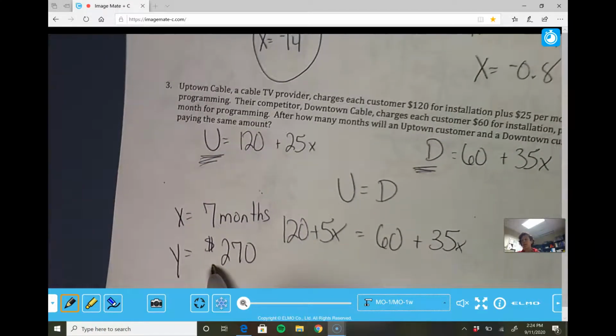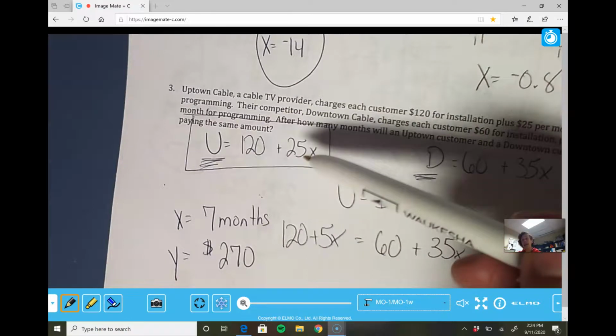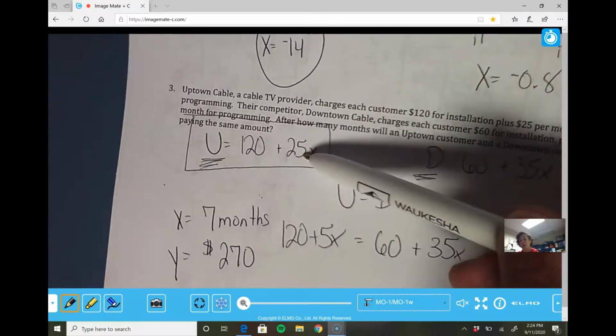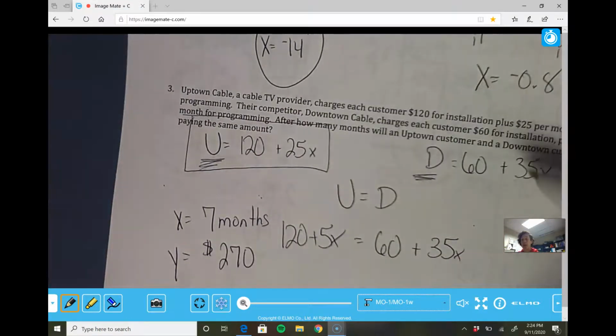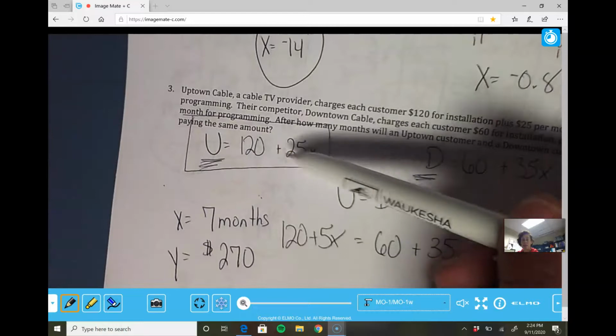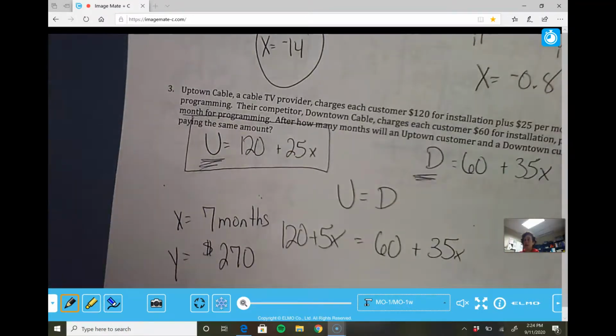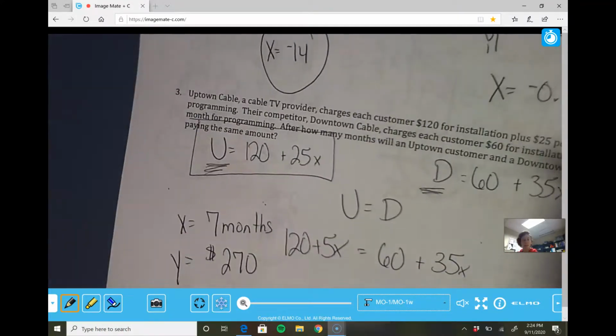So if I'm going to resume cable service after that, who would I rather stick with? I'd rather stick with Uptown Cable, because then after every month I'm only paying $25 worth versus $35. So this saved me money in the end, or in the beginning, but in the end, this group is the better saving group if you're keeping cable for 7 months. And most of you don't even have cable, you just use your phones.